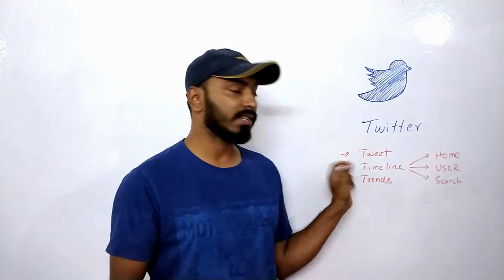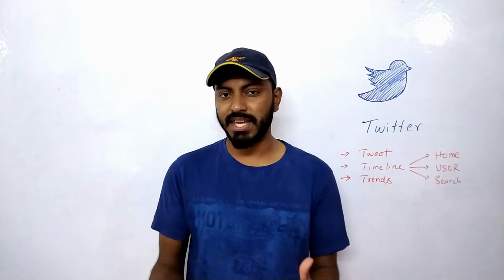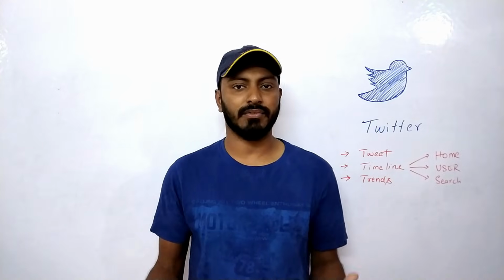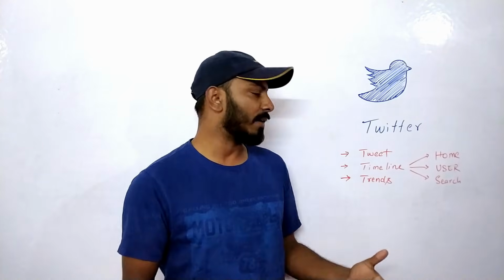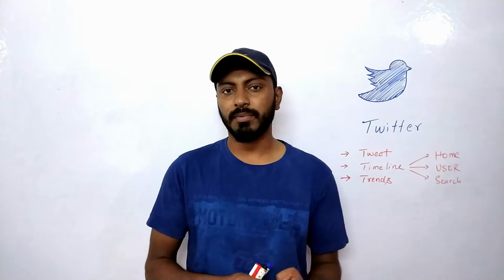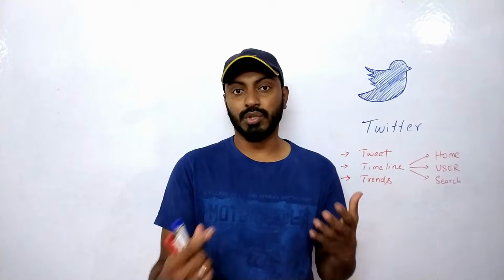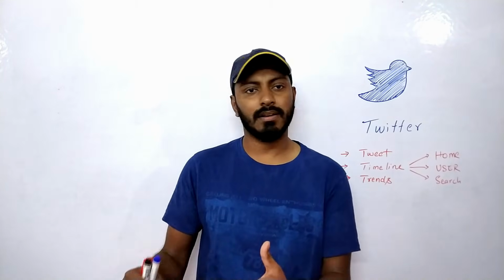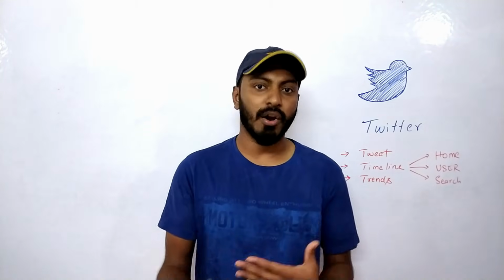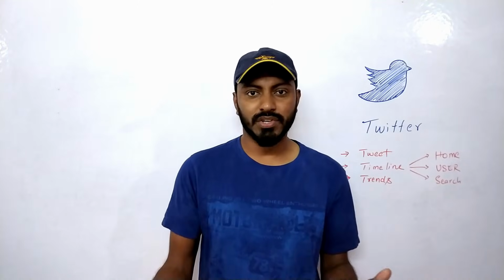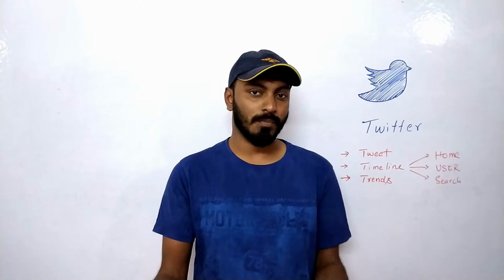So the second feature is timeline. Basically everything you see in Twitter is called a timeline, right? So there are different types of timelines. First is home timeline. Home timeline means basically the tweets from all the people or the pages which you are following. Whenever you open Twitter, by default you land at the home timeline.